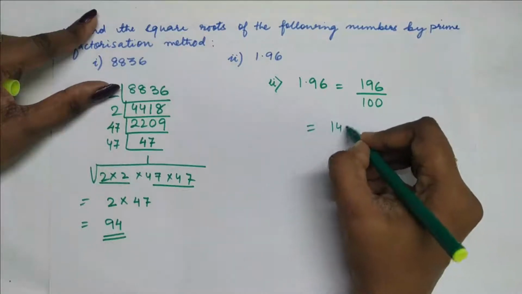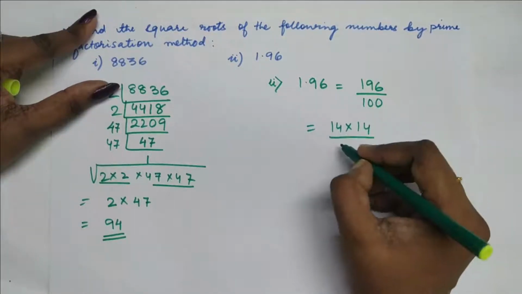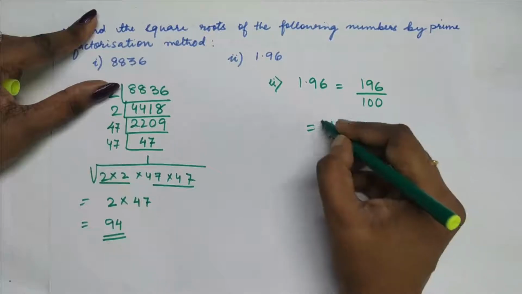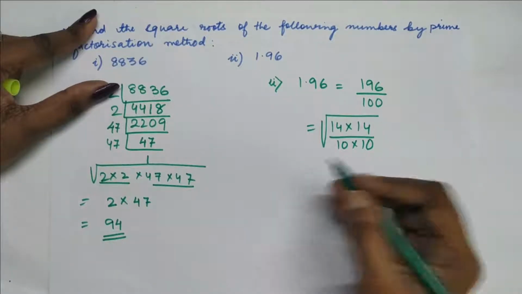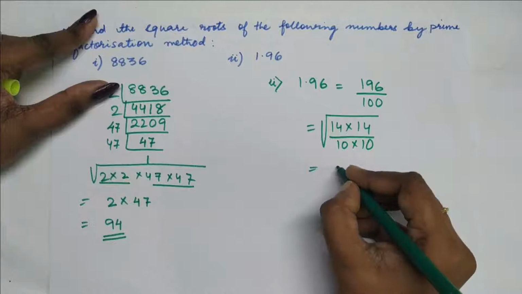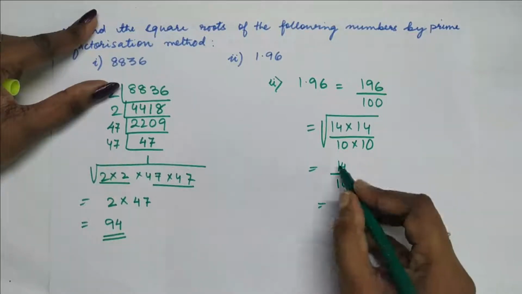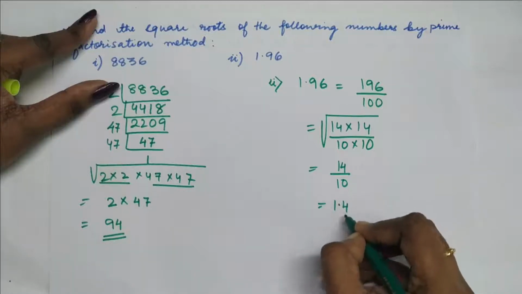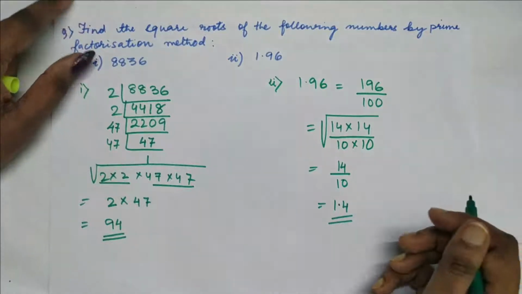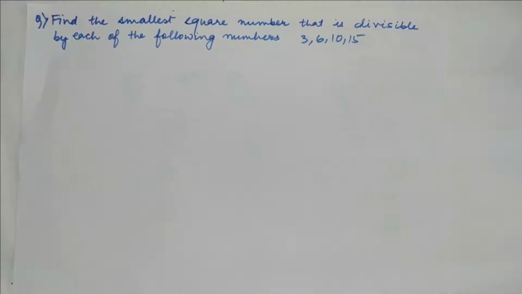So you know that 14 into 14 is 196 and 10 into 10 is the value of 100. So if I do the square root, I'll represent only one factor. So the answer is 14 by 10, that is 1.4. Now this question looks a little different.